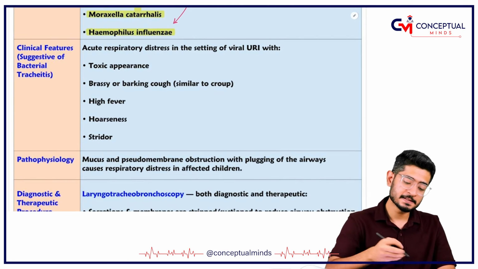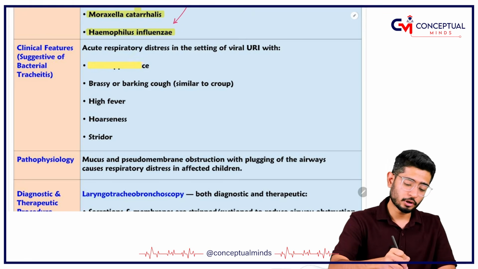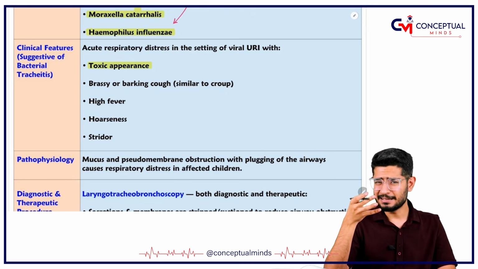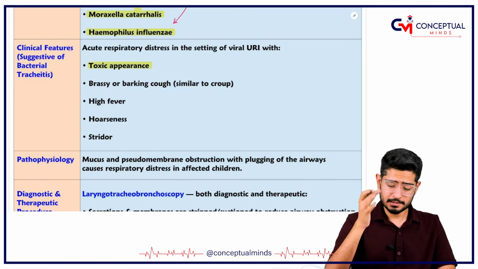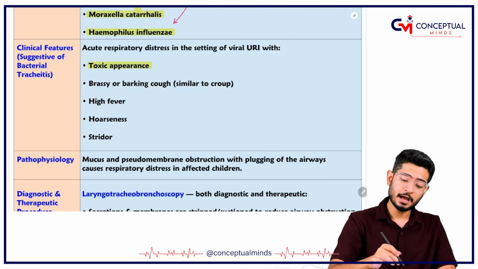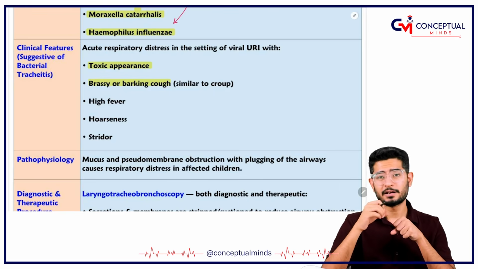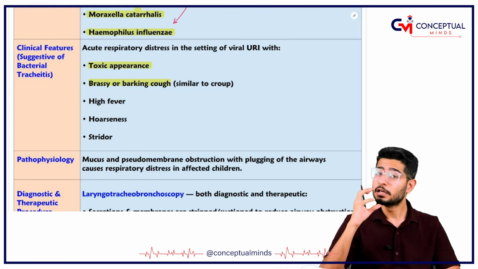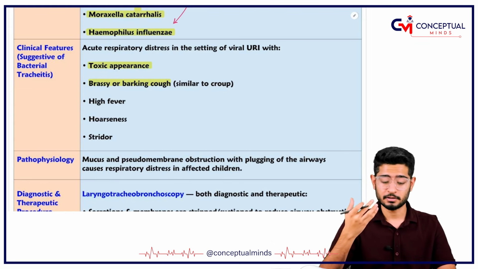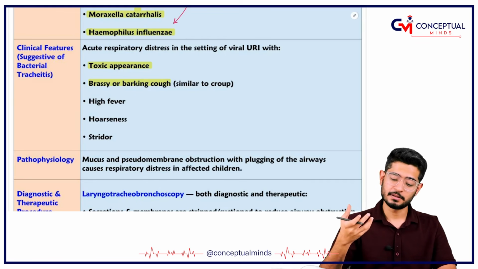So what happens in this case? There is an infected upper respiratory tract, so the baby is going to show a toxic appearance. That means the baby appears unwell: crying, feverish, with a dull face. All these are toxic appearance. Then there is a brassy, barking cough. When you strike a piece of brass metal, the sound that occurs is brassy, and that kind of cough you will hear. Just like croup, barking cough and toxic appearance are going to be there.